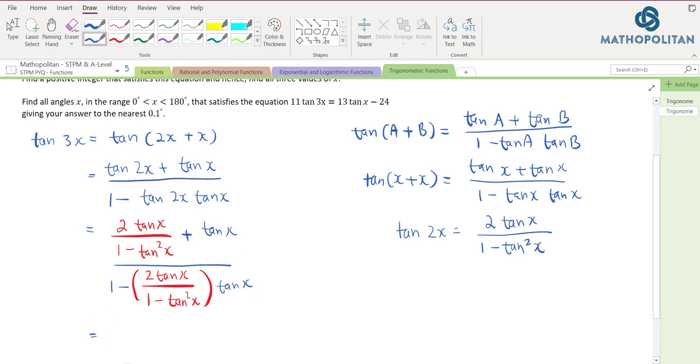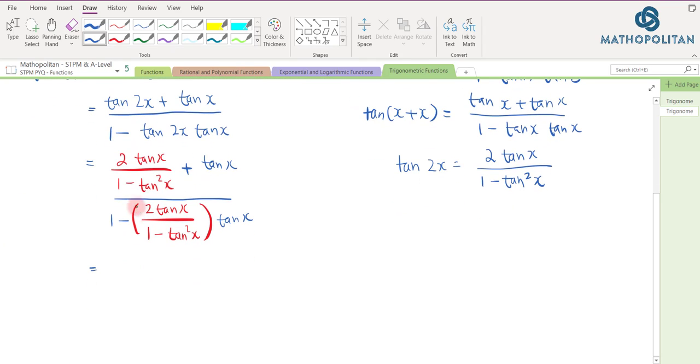So what comes after that? We have this denominator here, which is 1 minus tan squared x. We are going to multiply this for both the numerator and the denominator, so that we can offset it or remove the denominator. So I'm going to multiply the numerator by 1 minus tan squared x, and I'm going to multiply the denominator by 1 minus tan squared x as well. That will serve to remove this denominator.